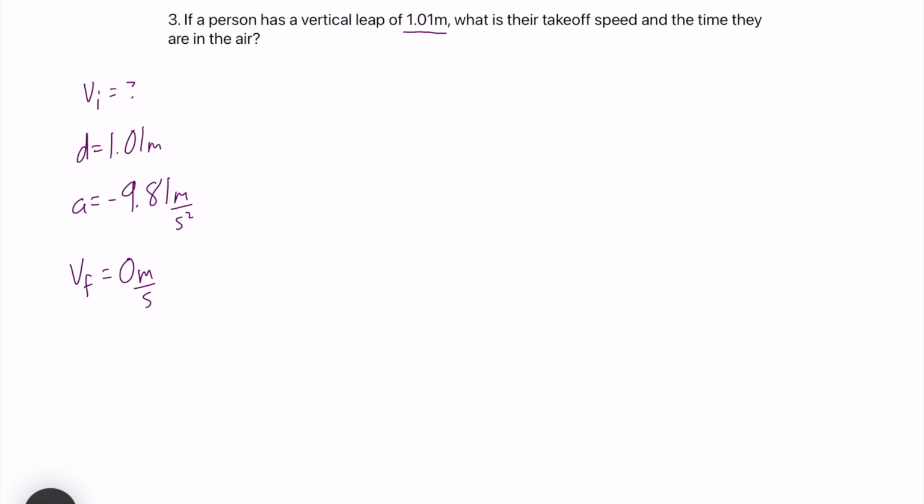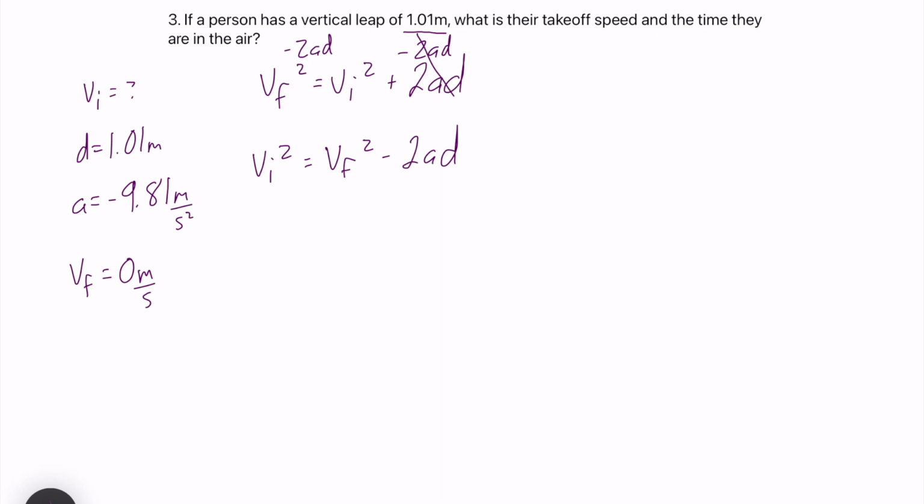So we have VF squared equals VI squared plus 2AD. And we can just manipulate this relatively quickly here. All we have to do is subtract 2AD from the right side as well as the left side, and that's going to give us VI squared equals VF squared subtract 2AD.